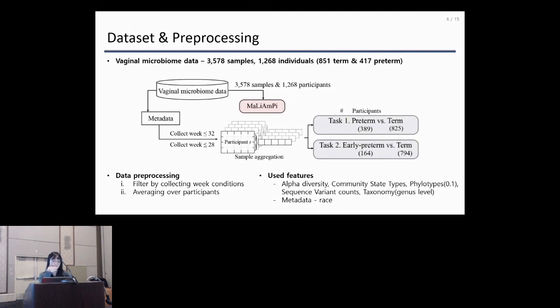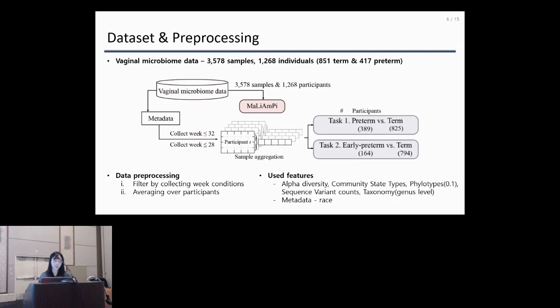We used the race data from the metadata set. You can see here, there are two challenges that make it hard to predict early preterm birth. The first one is that the data is very imbalanced. And the second one is that the dimension of the features is very large compared to the dataset size, because the total number of features collected from these feature lists was more than 50,000.